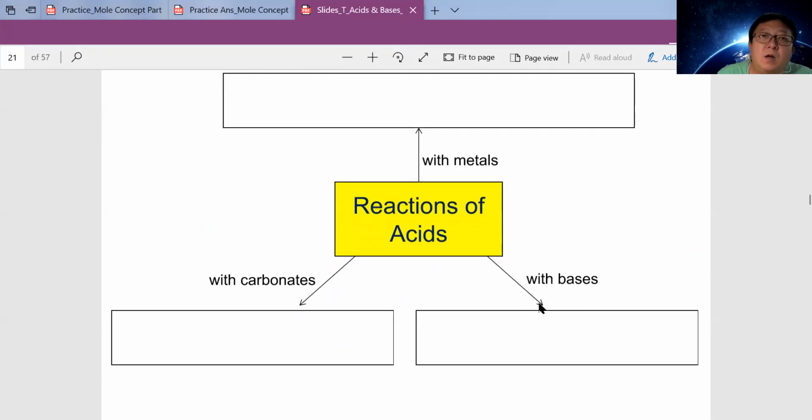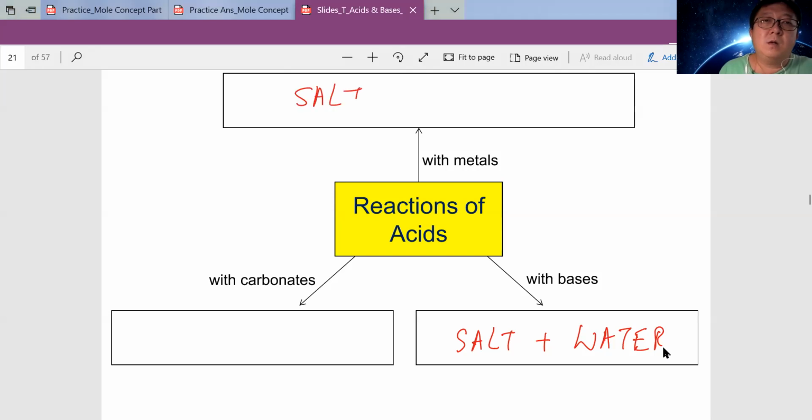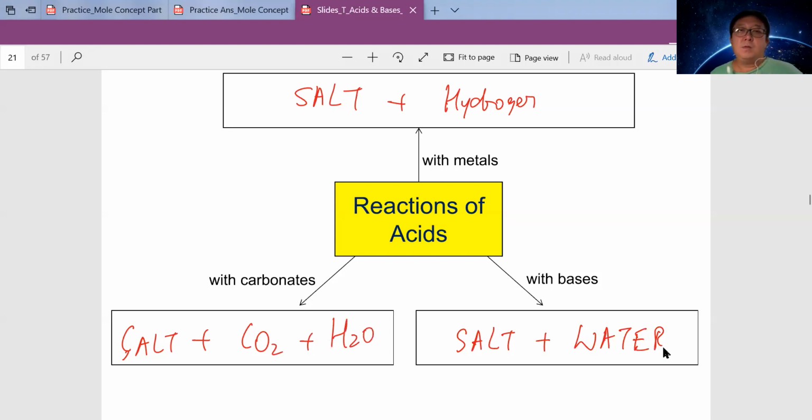Can you write down in the 3 boxes what you have learned so far? We cover 3 of them already. We start with which one? Acid plus base gives salt plus water. You do this one on top. Acid plus metal gives salt plus hydrogen gas. Then acid plus carbonate gives salt first, carbon dioxide, and water. Okay, and reactions of acid.